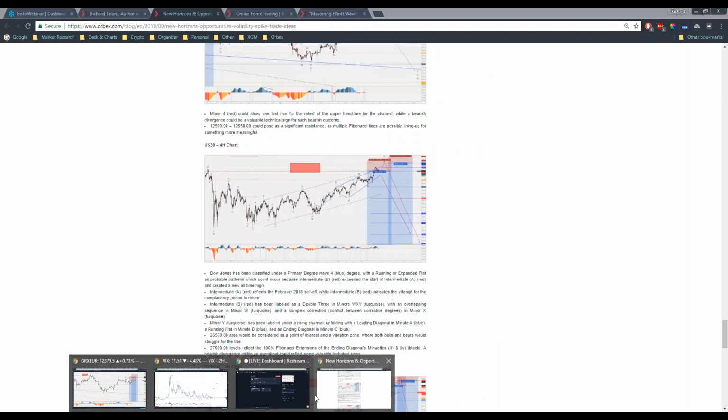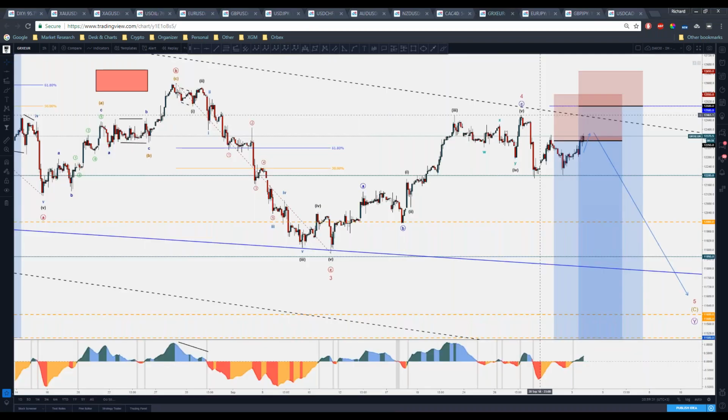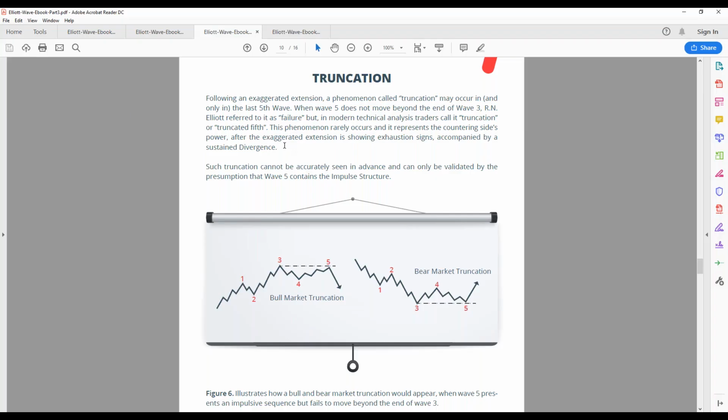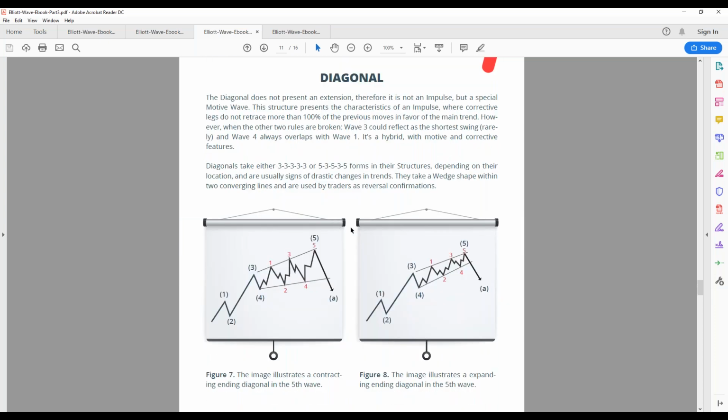Let's say, where is it? Yep, this one. When this wave 5, black minuette 5, fails to exceed wave 3's high. So as I said, it's one of very few truncations labeled in my years of Elliott wave labeling. This phenomenon rarely occurs, that's for sure. As I said, I'm not looking for truncations, and it's very hard for me to accept a truncation, even harder than having an expanded or running flat in a wave 2. So anyhow, let's go into the diagonals.